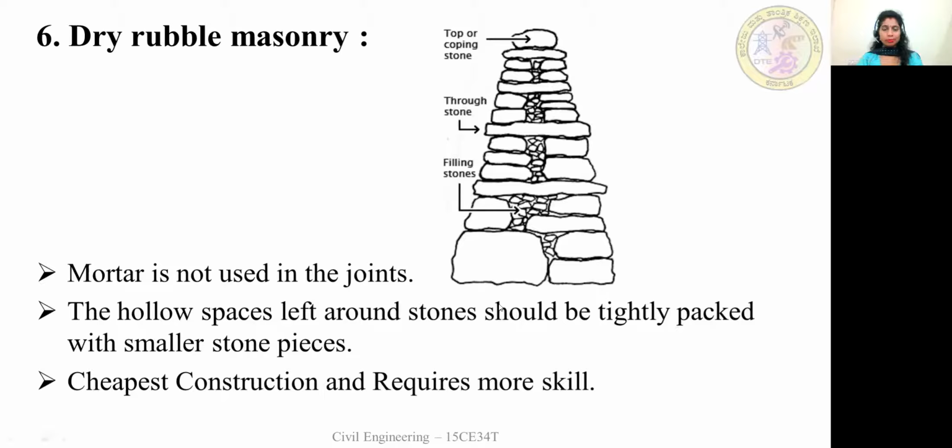We will just place the larger stones at the bottom, and the spaces between the larger stones we will fill with stone chips. The through stones are provided at regular intervals to increase the lateral stability of the wall. Here you can see it is the cheapest construction of the other types of masonry.